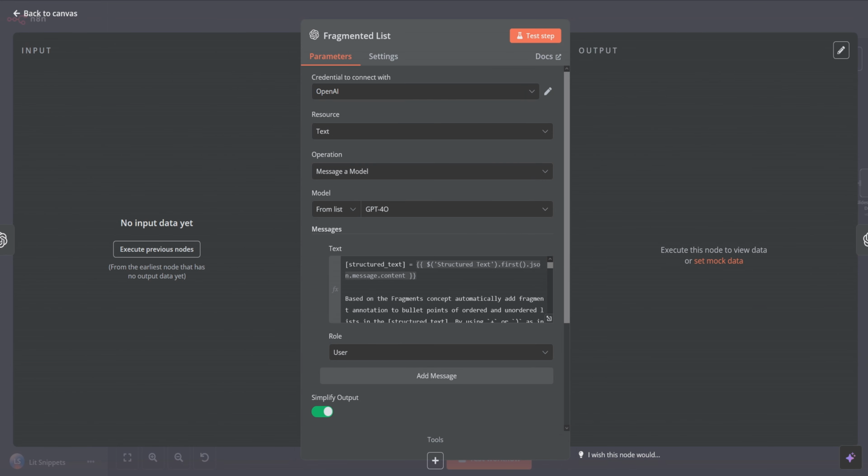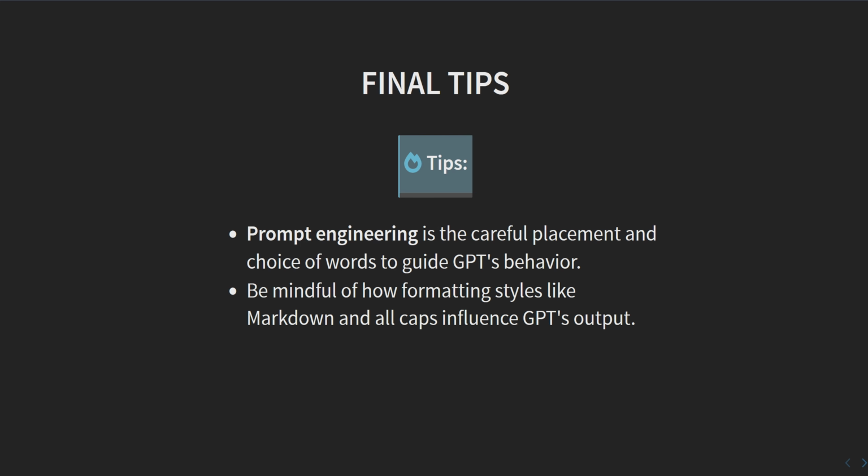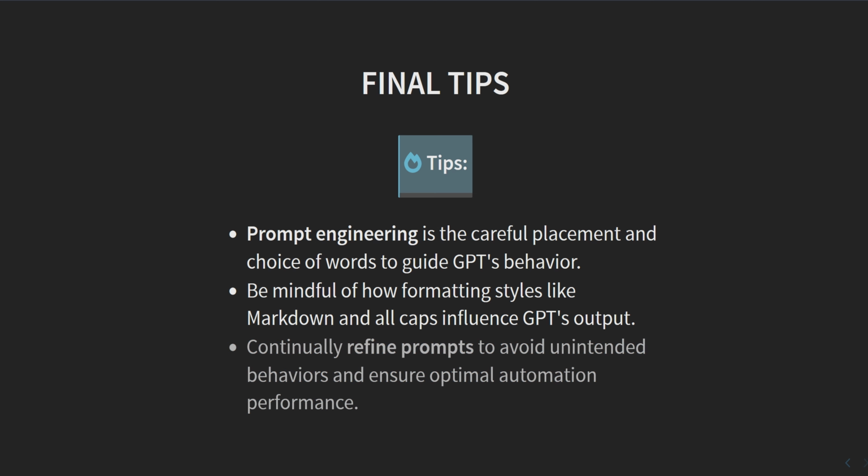So I look forward to giving you this whole breakdown of how I'm building out this YouTube automation, and I will do that as soon as it is complete. But for now, know that prompt engineering is a careful placement and choice of words, and it will guide the GPT's behavior. Try every trick in the book, and if you think of more, feel free to share them and let us know in the comments below. And be mindful of how the model is geared or biased towards outputting content.